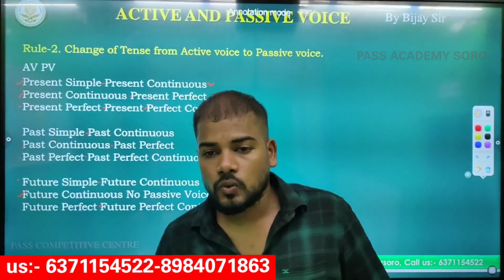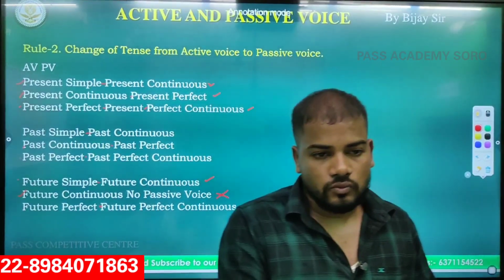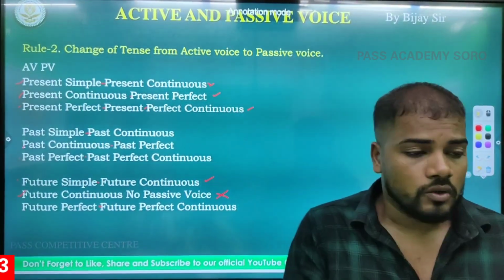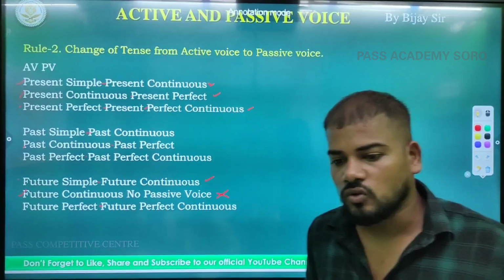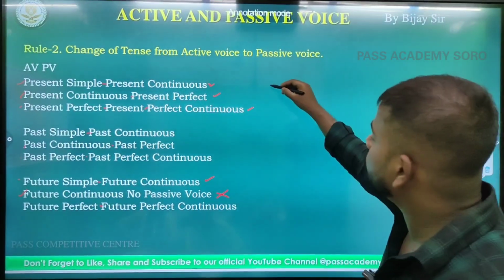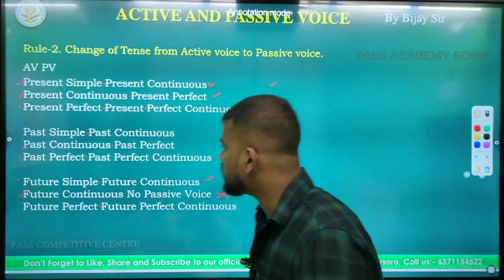Okay, so these are the basic rules, from which tense to which tense we have to convert an active voice into passive voice. This is a very basic rule, dear students. Keep remembering all these things.